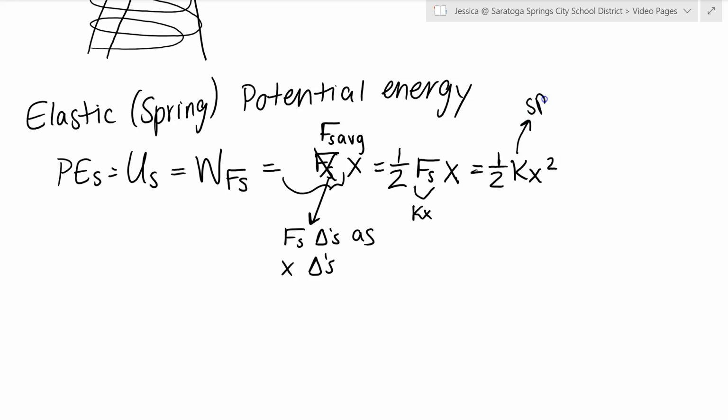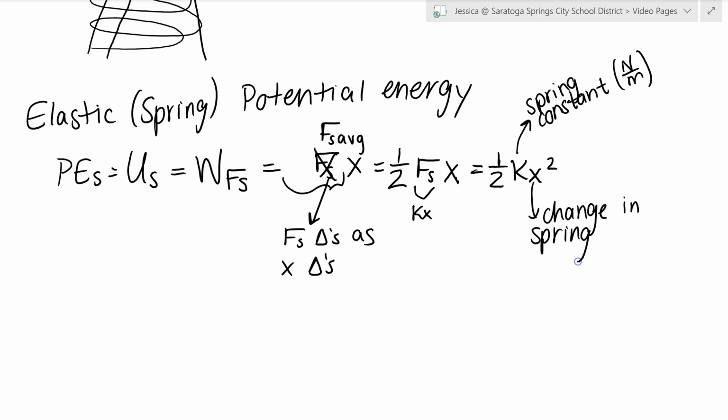So k is the spring constant, okay, and it is measured in newtons per meter. It is how stretchy or stiff the spring is. So the larger the spring constant, the stiffer the spring is. This x represents the change in spring length from equilibrium.